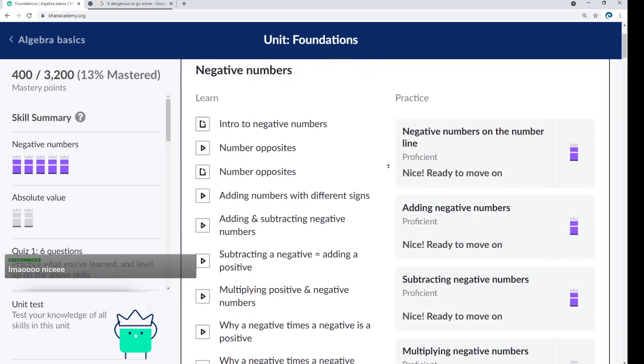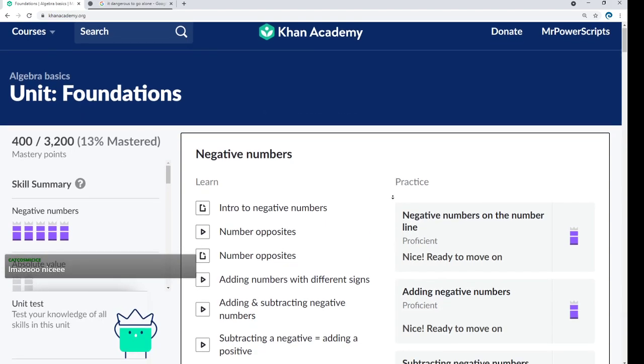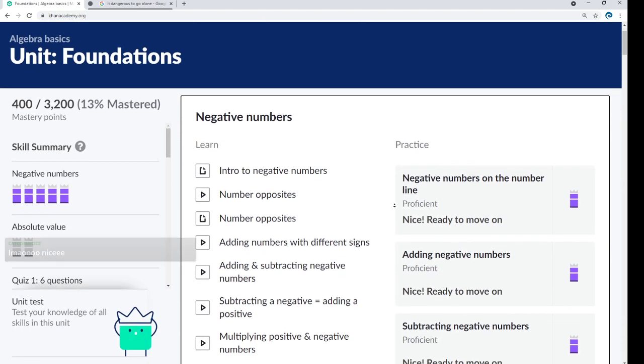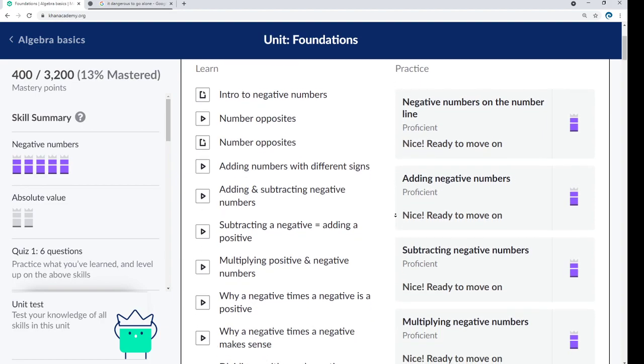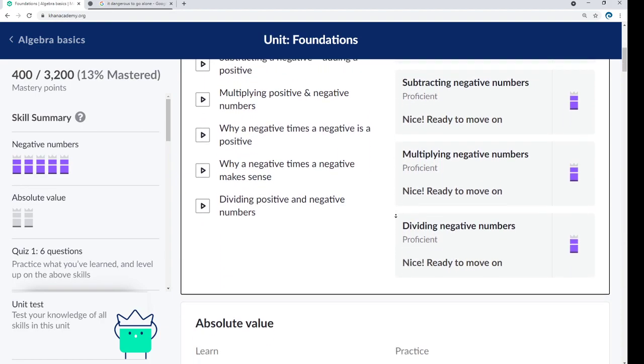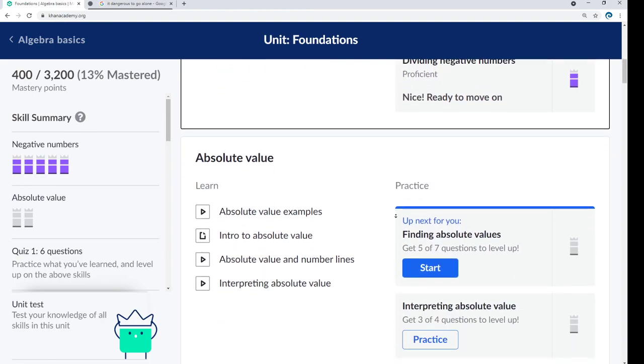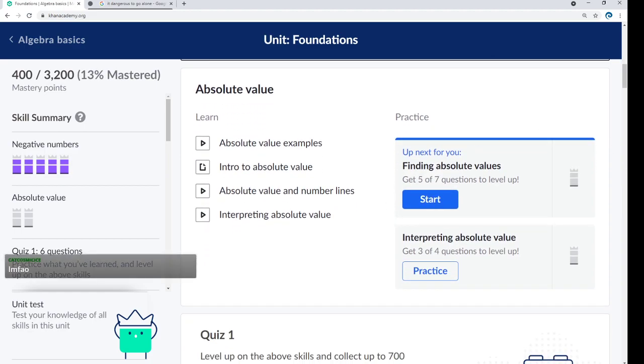Okay, cool. So negative numbers. I'm feeling positive about negative numbers. But now it's all about that absolute value. How long has this stream been going so far? I just want to do like an hour. Oh, just 30 minutes. Okay, we got time for some absolute values.